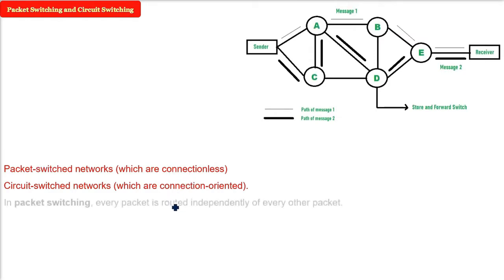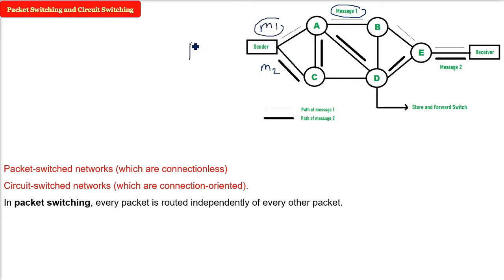Packet switching is connectionless, circuit switching is connection oriented. In packet switching, every packet is routed independently of every other packet. So we have two messages here, and they are taking different routes. For example, we have multiple routes, multiple paths, because in between A, B, C, D, E can be routers, switches, or different network devices and connections.